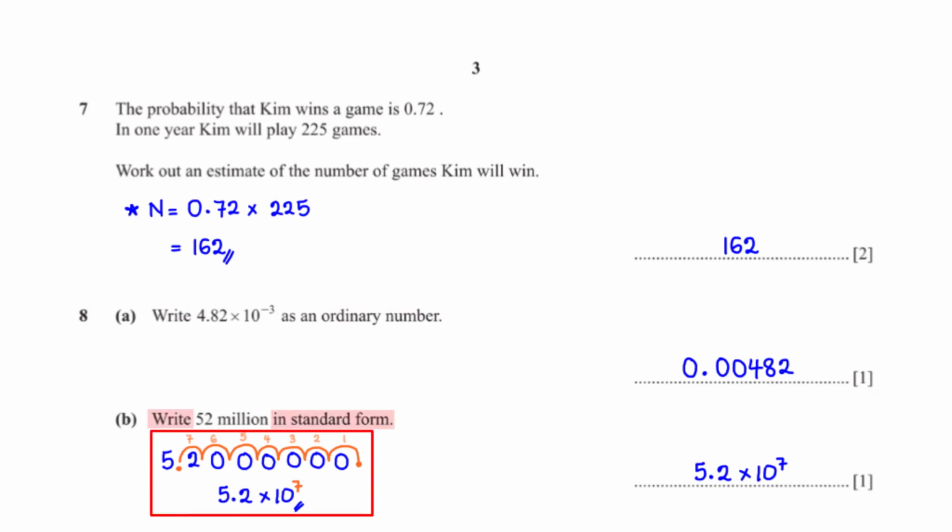Write 52 million in standard form. To write this number in standard form, we move the decimal point at the end of the number to a position after the first non-zero digit, which is 5. So we have 5.2. Since we moved the decimal point 7 units to the left, we multiply 5.2 by 10 raised to the power 7.